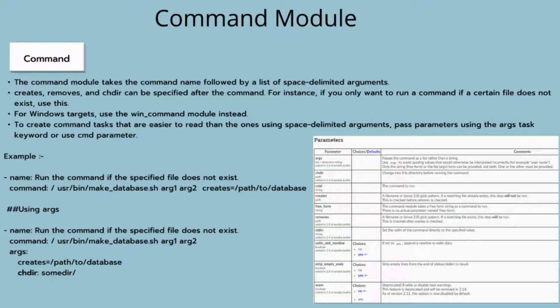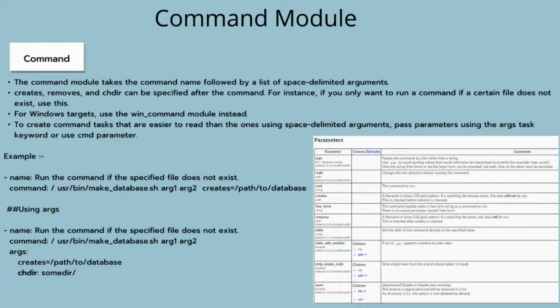The command module takes the command name followed by a list of space delimited arguments. The arguments can be creates, removes, change directory after you have specified the command. For instance, if you only want to run a command if a certain file does not exist, use this. You will see an example down here. For Windows, if you are executing a playbook related to Windows, you use the module called win_command.